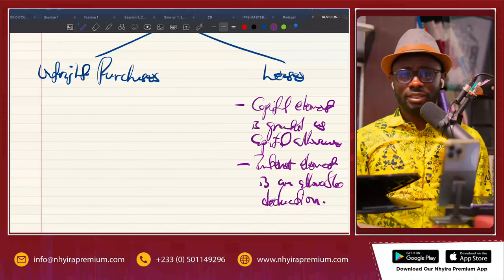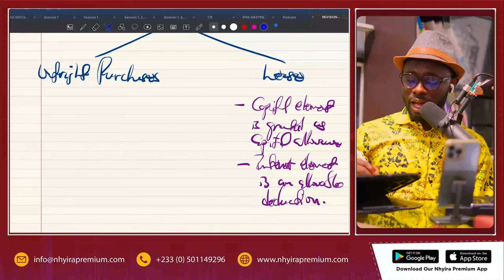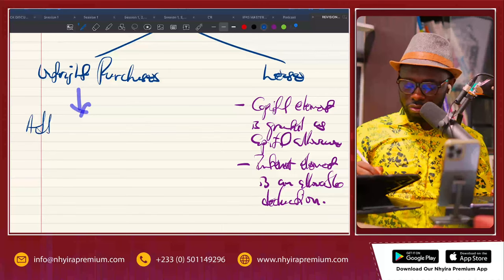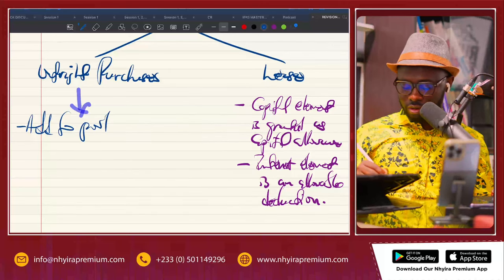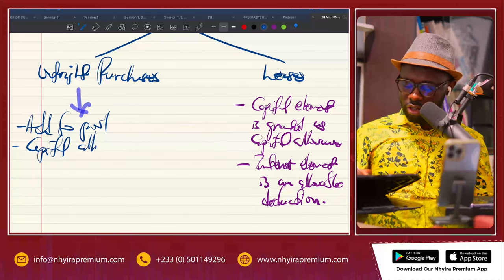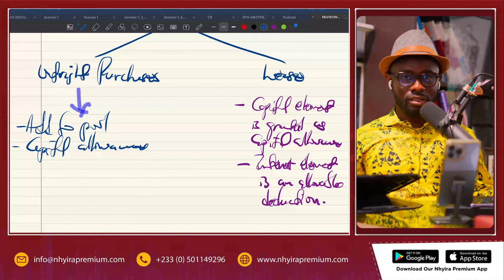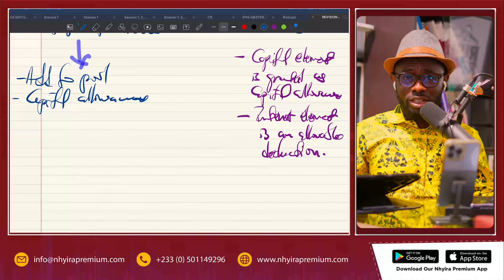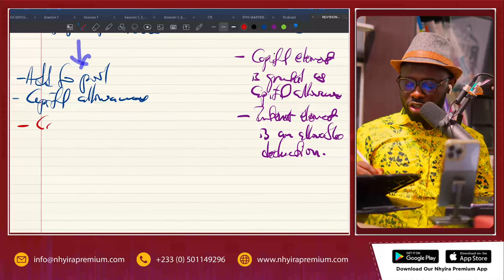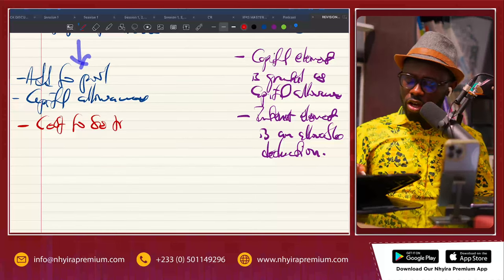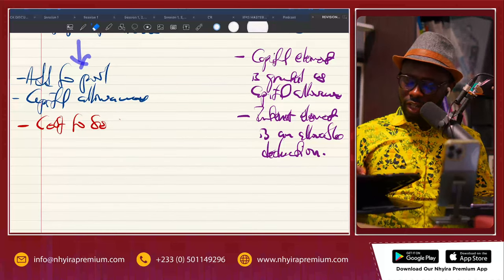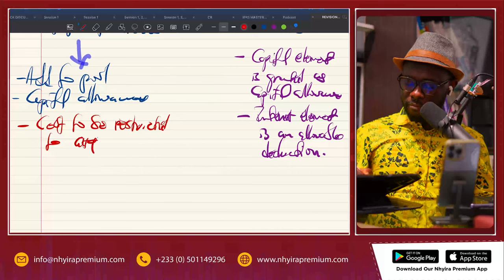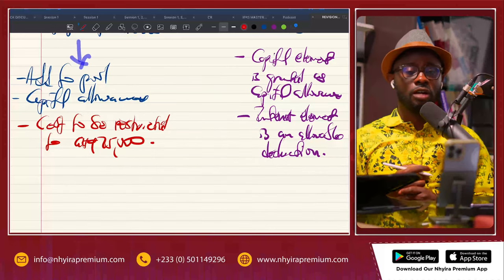For outright purchases, if we buy any asset outright, it's going to be added to whatever pool it belongs to. Then we will get a capital allowance on it. No problem on that. However, if the entity buys any non-commercial assets, then the cost will be restricted to 75,000 Ghana cedis for capital allowance purposes.